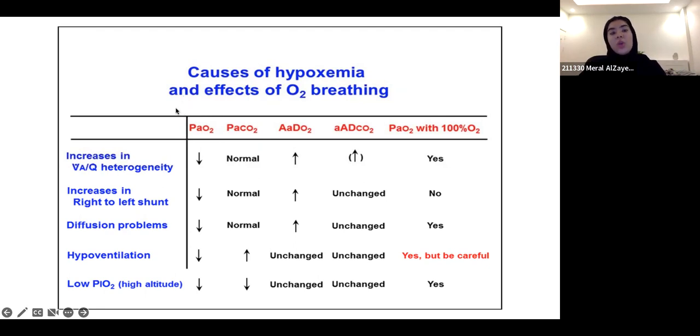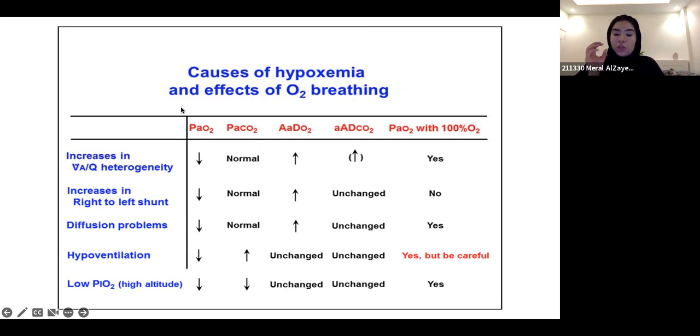Now we know the fraction of oxygen in inspired air, right? What is it? The normal. Perfect. The normal is 0.21. But in the case where we give 100% oxygen, I'm not just breathing oxygen from the air. I'm giving the person only 100% oxygen, right? The fraction of oxygen will be 1, because it's 100%.